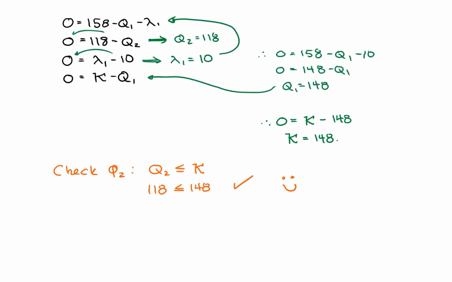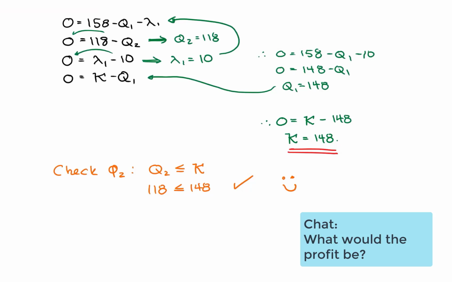What's the capacity of our theater going to be? What's the answer to the question? 148. What are the optimal number of seats to have in our theater? 148, our capacity. Now, what is our associated profit going to be? I would plug that into our profit equation. For the benefit of time, I'm not going to do that right now, but you can calculate what your associated profit is.